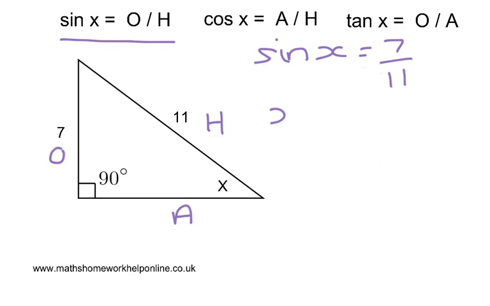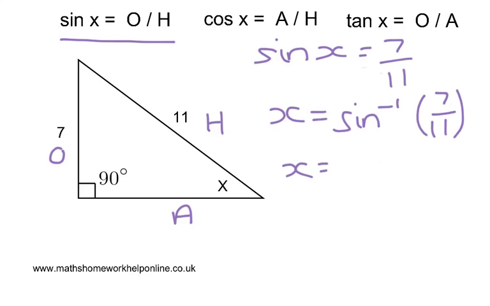Rearranging that to get x by itself, x is equal to inverse sine, or sine to the minus 1, of 7 over 11. Putting that into a calculator, we get that x is equal to 39.5 degrees to 1 decimal place.